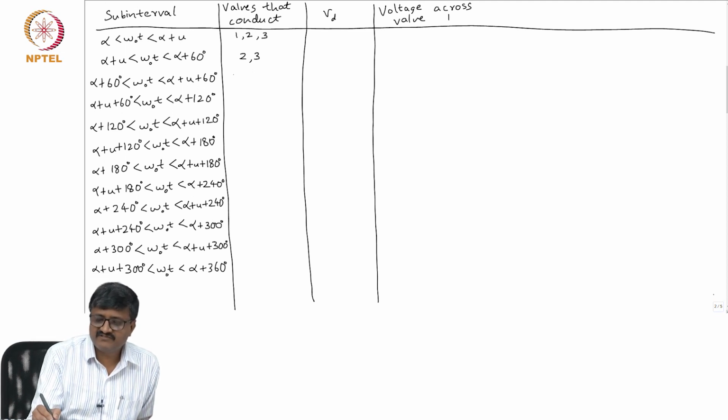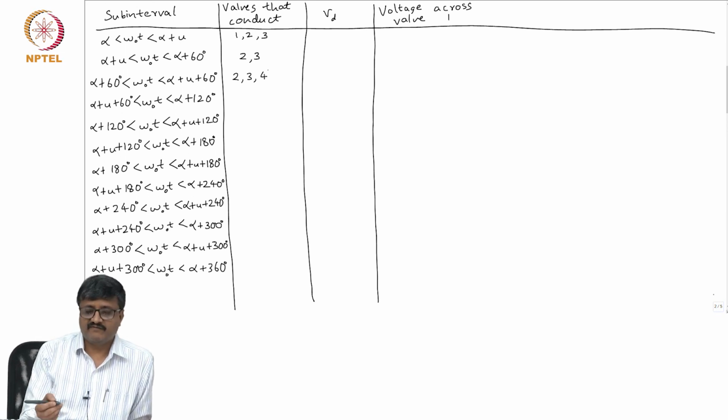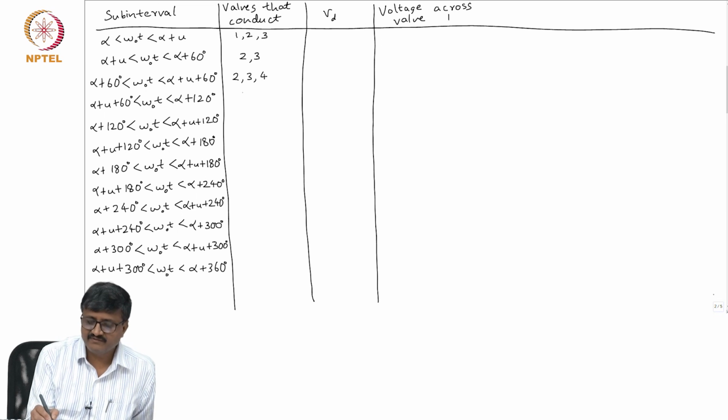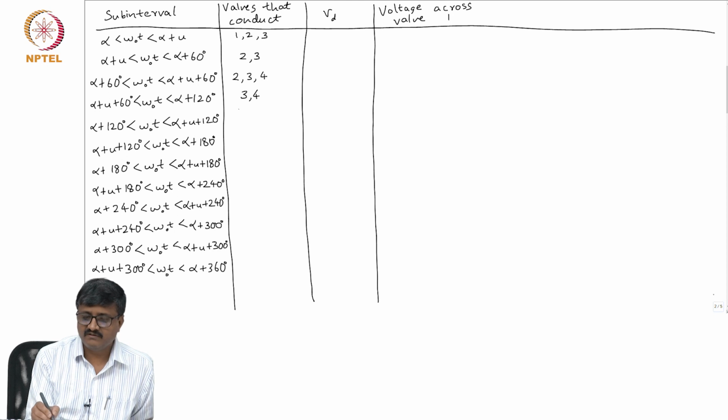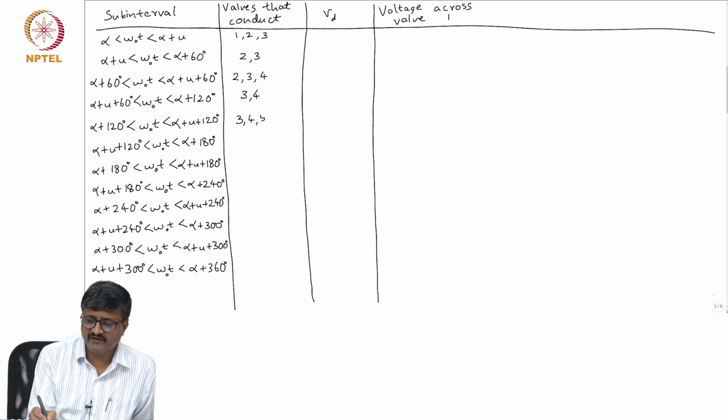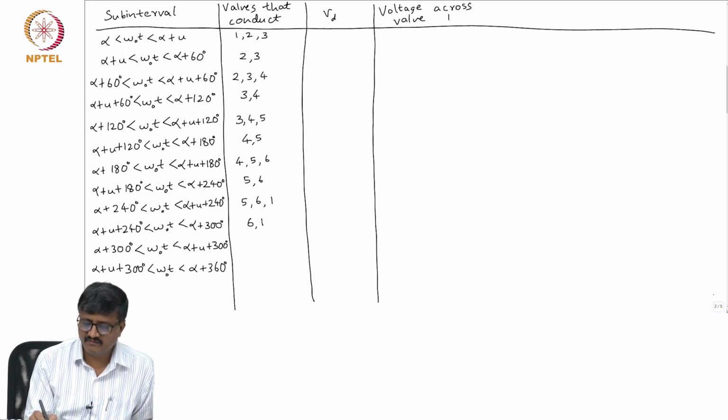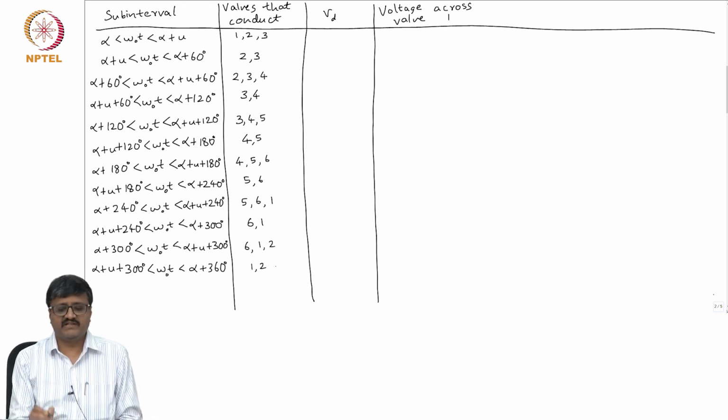Then at alpha plus 60, valve 4 is turned on, 2 and 3 are already conducting. At alpha plus u plus 60, 2 stops conducting. So, it is 3, 4. Similarly, we can write down the valves that conduct: 3, 4, 5, 4, 5, 4, 5, 6, 5, 6, 5, 6, 1, 6, 1, 6, 1, 2, 1, 2. Then again the cycle repeats.